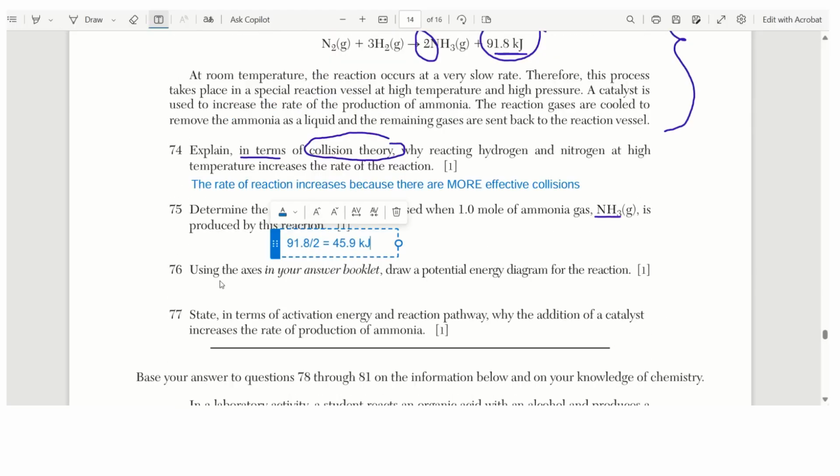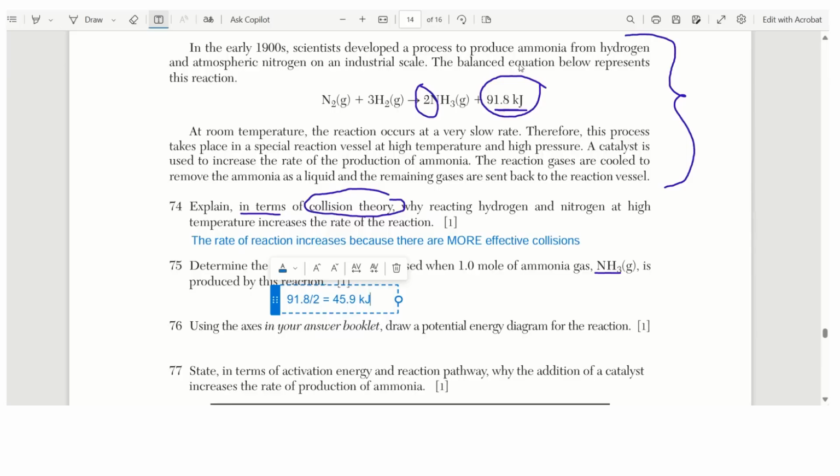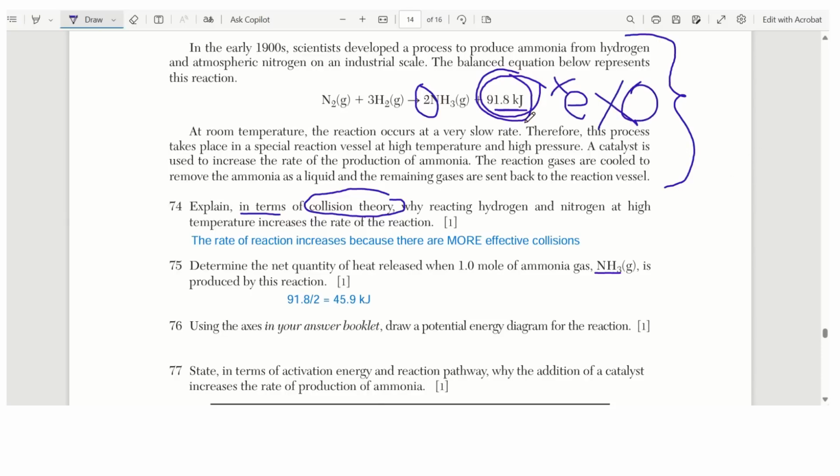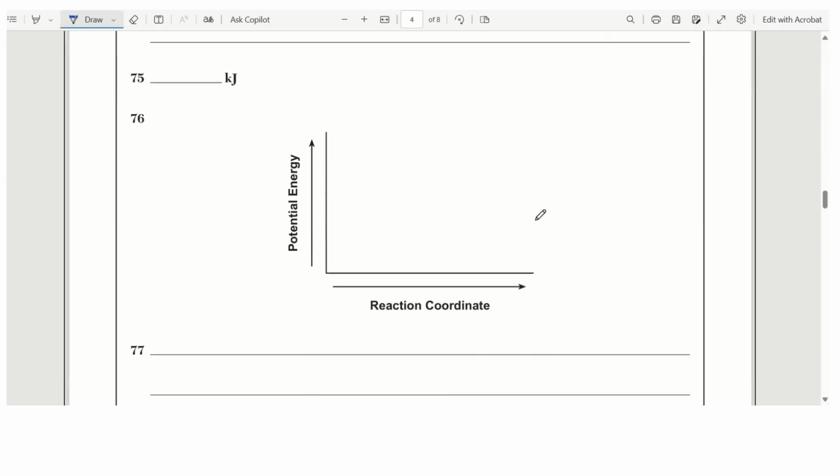Number 76. Using the axes in your answer booklet, draw a potential energy diagram for the reaction. Okay, so before I even go there, let's think about what I need to draw. This is the energy, right? And it is on the product side, which means it is exothermic. Energy is coming out. If energy is coming in, it's endothermic. If it's going out, it's exothermic. So let's go to the diagram.